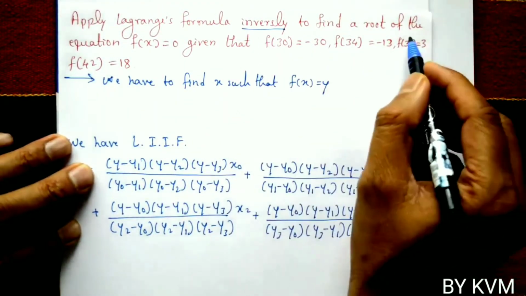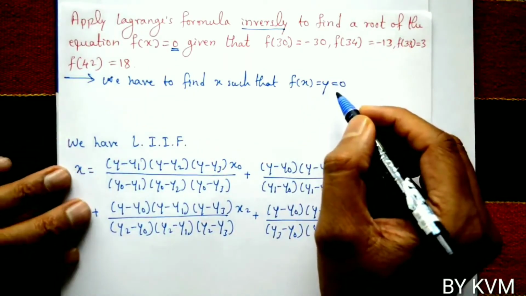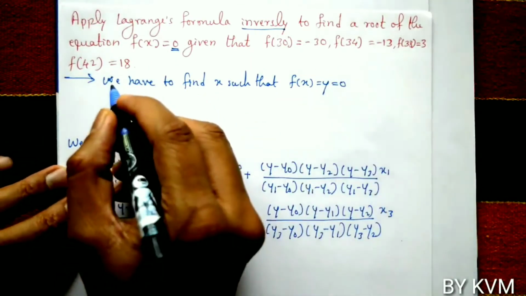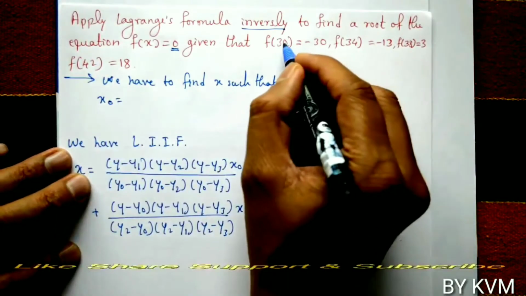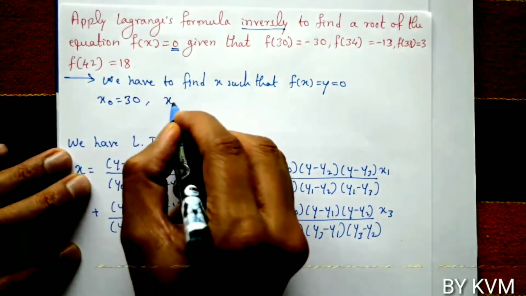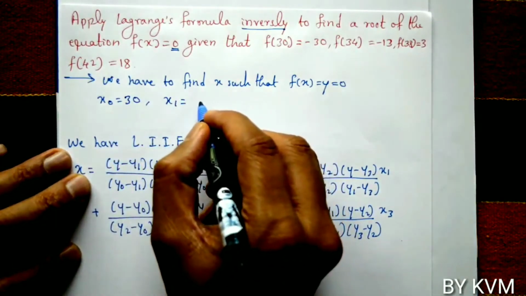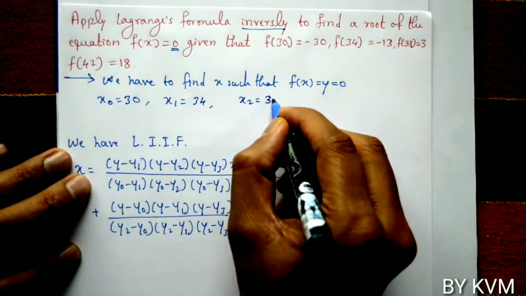So here f(x) = 0 means we have to find for what value of x the function f(x) is becoming 0. That means the y value is already given, y value is 0, and we have to find the value of x. So we have to apply Lagrange's inverse interpolation formula. We have to find x such that f(x) = y = 0.